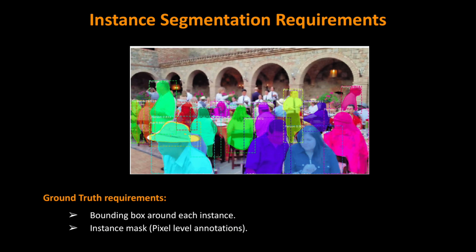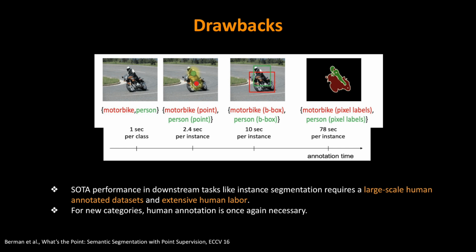image. Achieving state-of-the-art performance in downstream tasks such as instance segmentation requires large-scale datasets with human-annotated samples and extensive human effort. Even for new, novel categories, the process of human annotation becomes necessary once again to train models effectively and accurately on these novel classes.